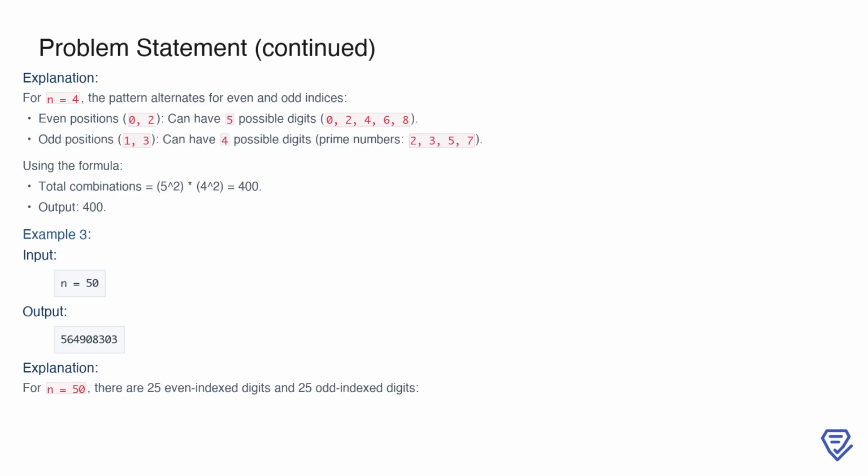Since the result can be extremely large, we take the result modulo 10 to the power of 9 plus 7 to ensure feasibility. For this input, the output is 564,908,303. This example highlights the importance of using efficient techniques like modular arithmetic when working with such large computations.